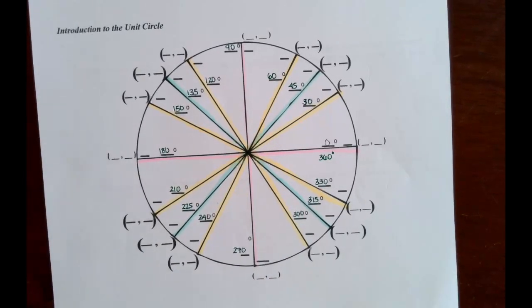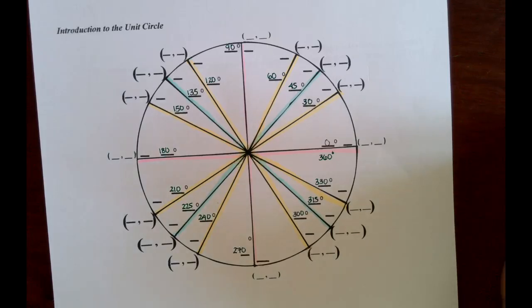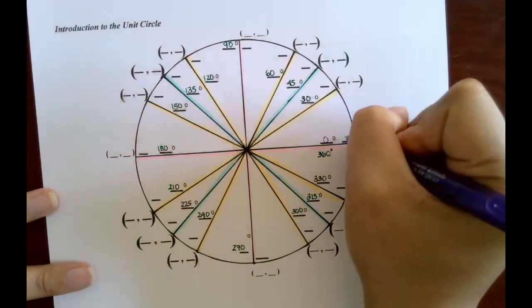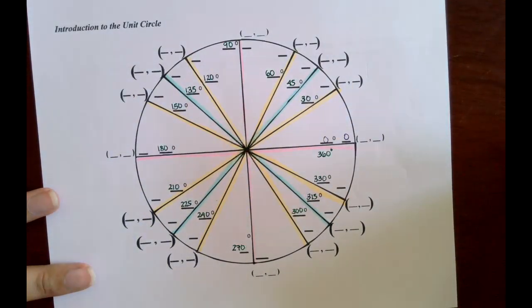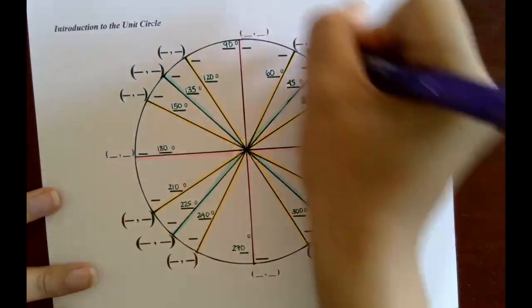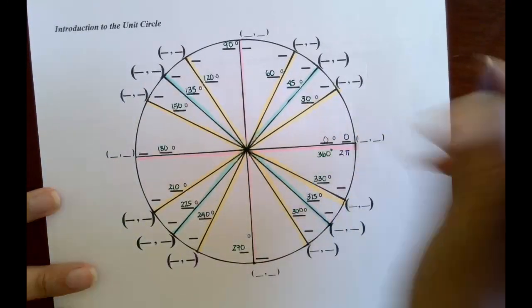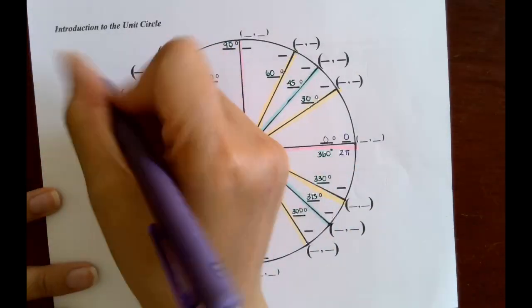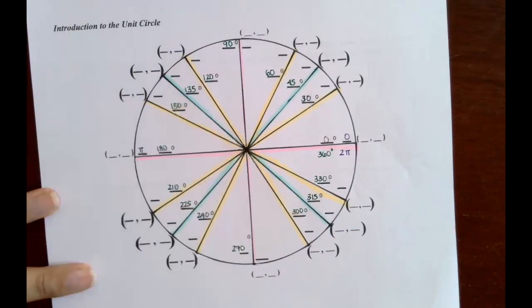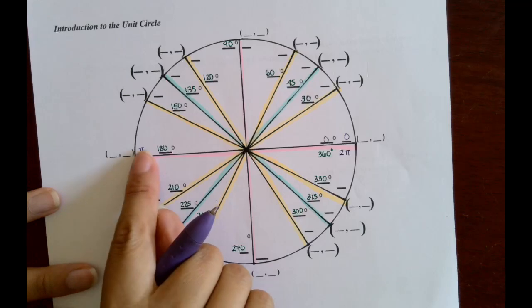Okay, so now the next part, which is kind of new to us, is this idea of radians. Radians, easy. 0 degrees is also 0 radians. We know that to go all the way around is 2 pi, so half of all the way around would just be 1 pi. That makes that part easy.